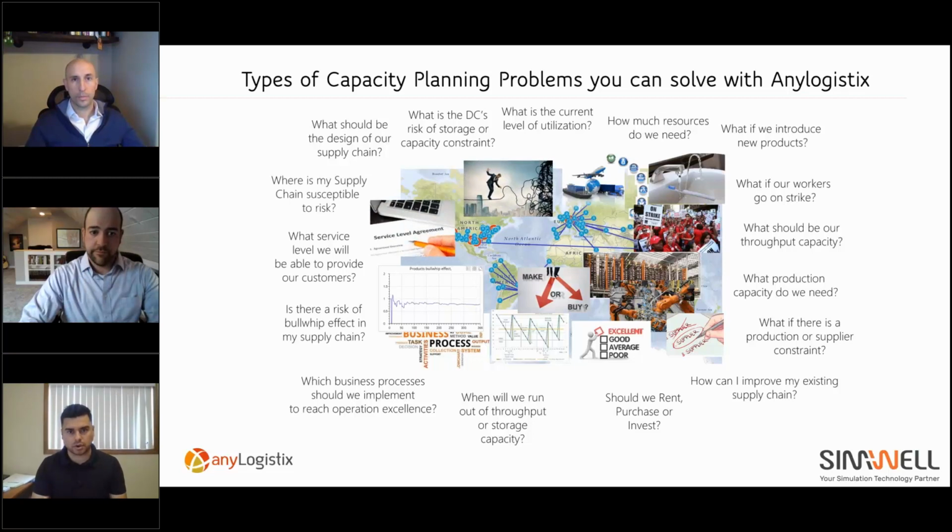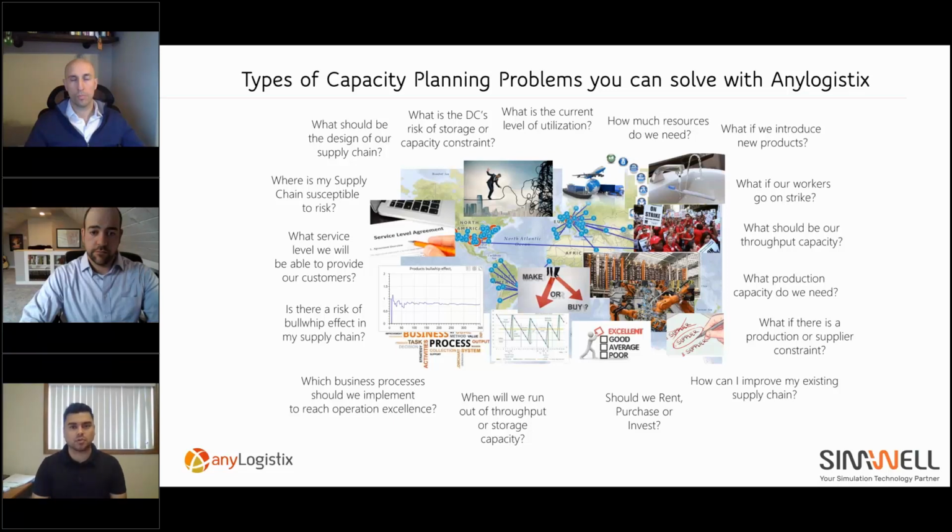What if we introduce new products? What if our workers go on strike, right? The research now starts impacting there. What's the rate if 50% of your labor force is no longer there? What production capacity do we need this month, at the end of the year, or in peak season? What should we rent, purchase, or invest in a new storage location, right, if there's overflow or something? So there's quite an array of questions that always happen in capacity planning.